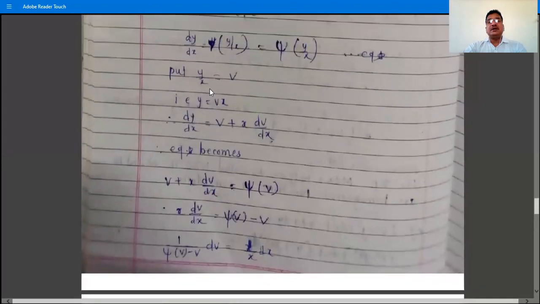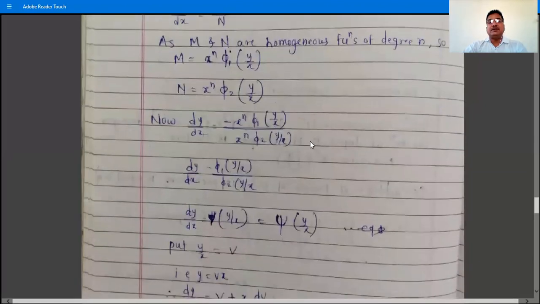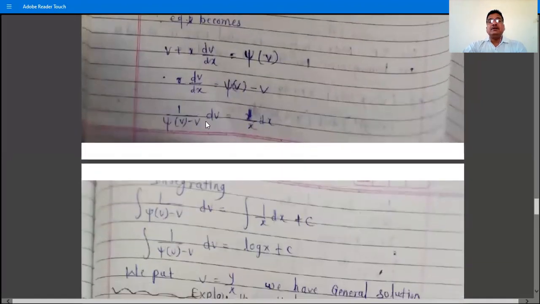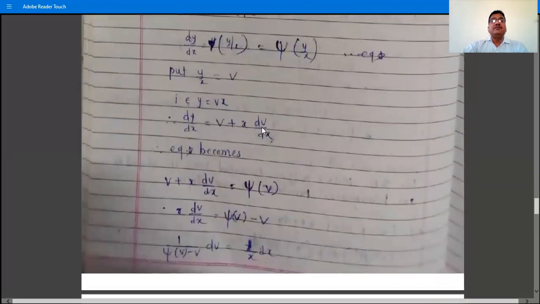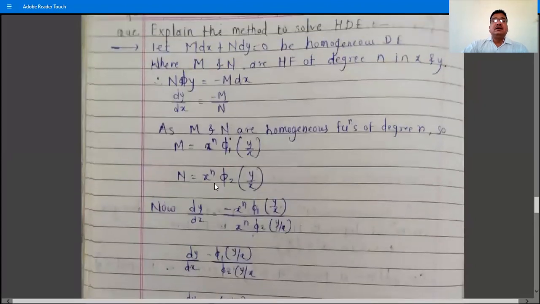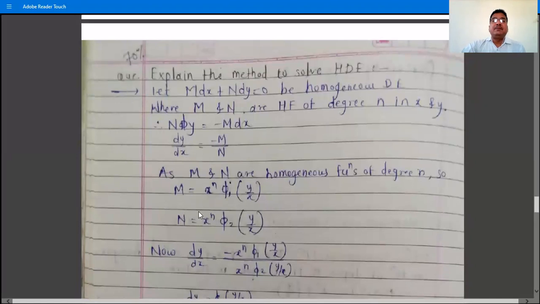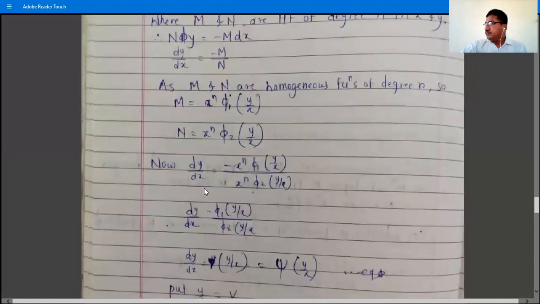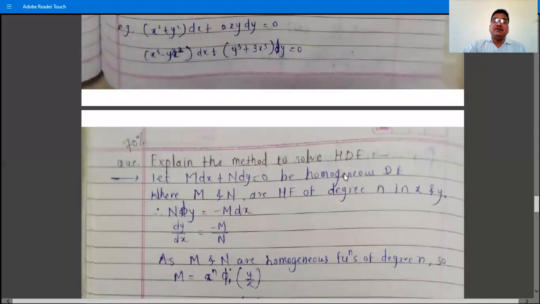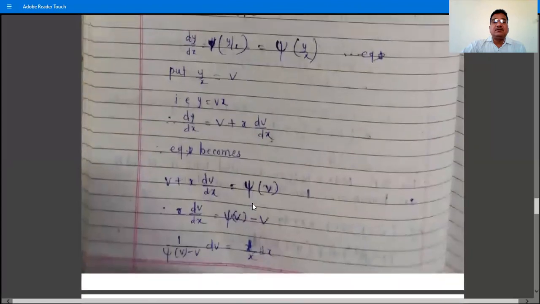So after the substitution y by x is equal to v, or y is equal to vx, the given homogeneous differential equation is converted to a variable separable form. Then just separate the variables and integrate, and we have the solution. So by using the substitution y is equal to vx, the given homogeneous differential equation is converted to variable separable form. That is type number 1.